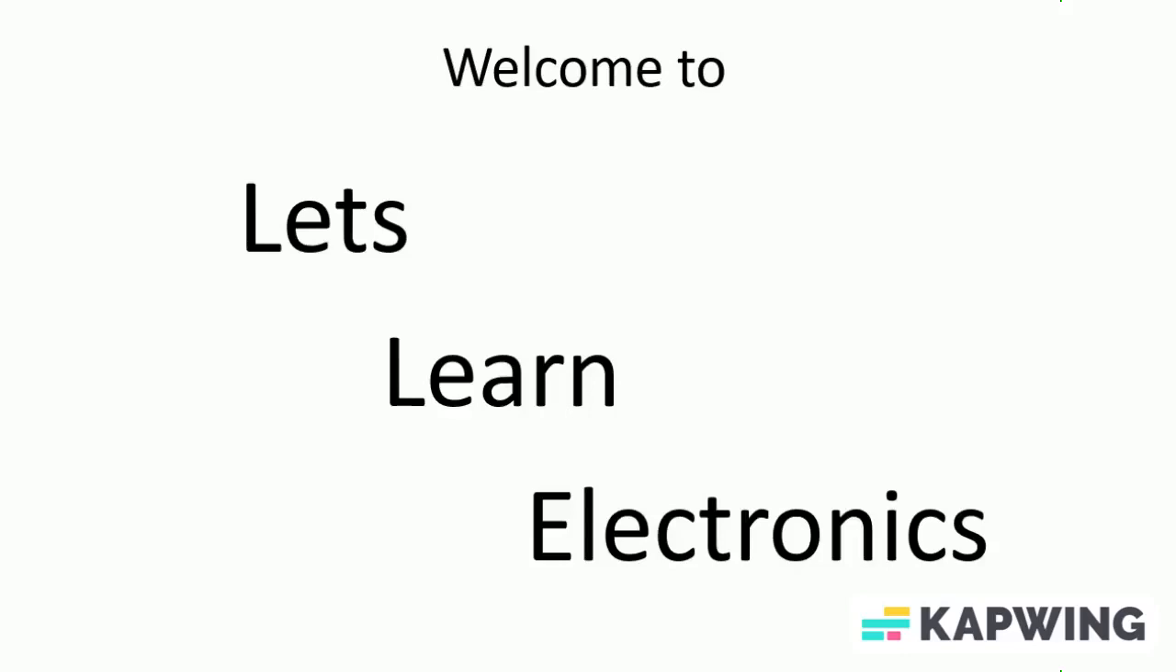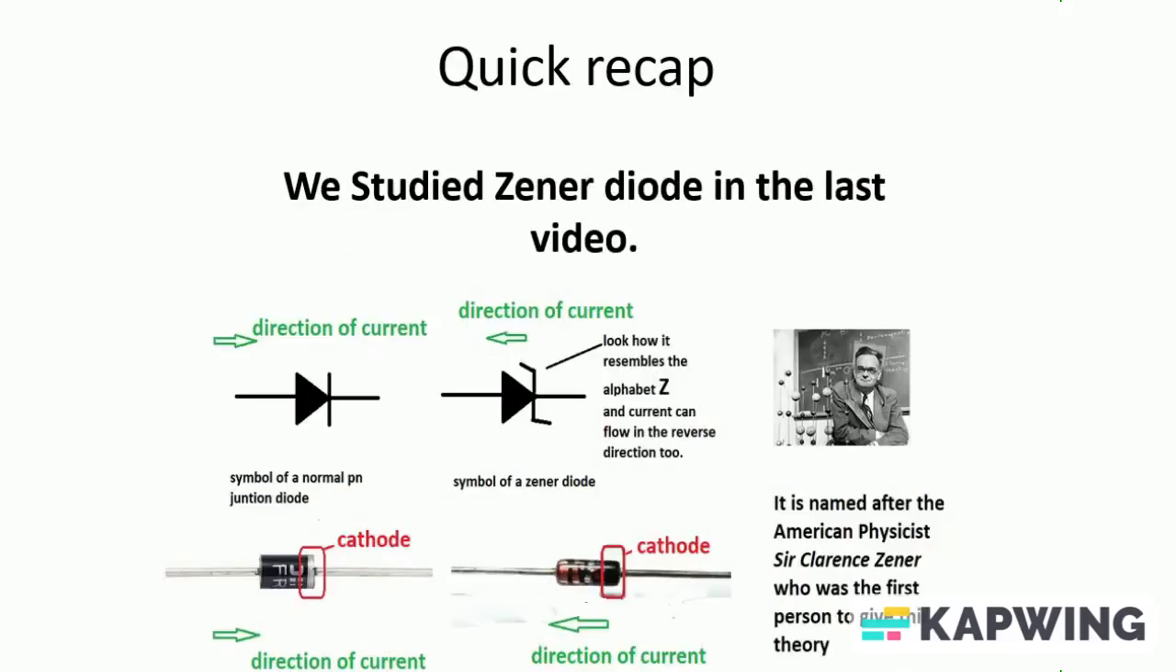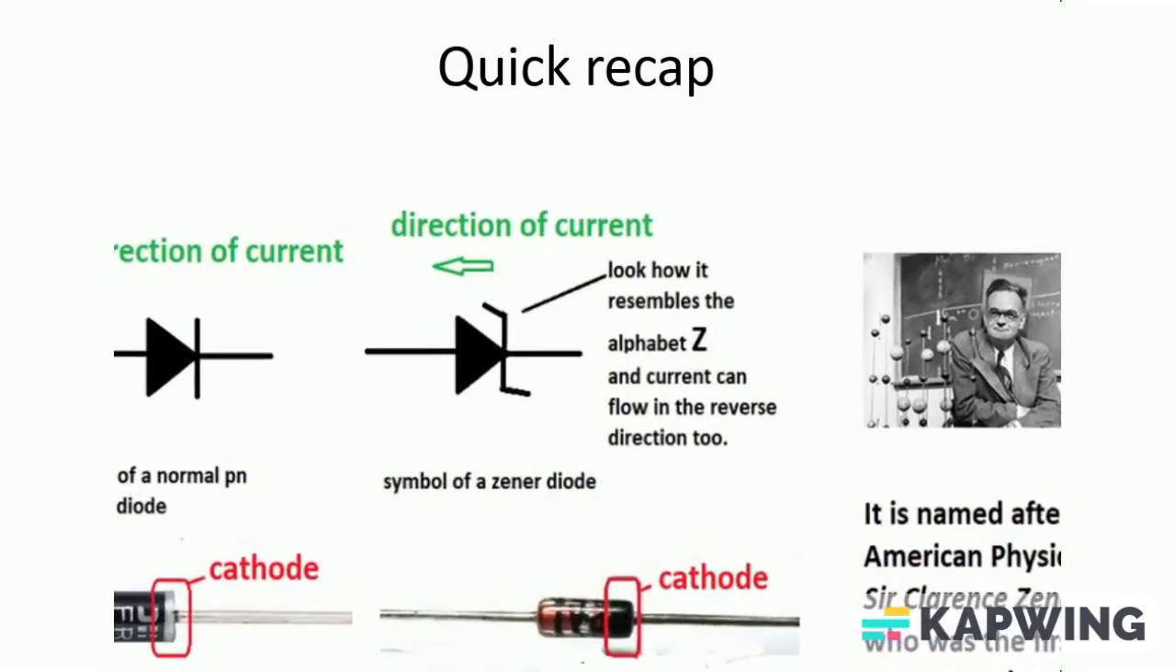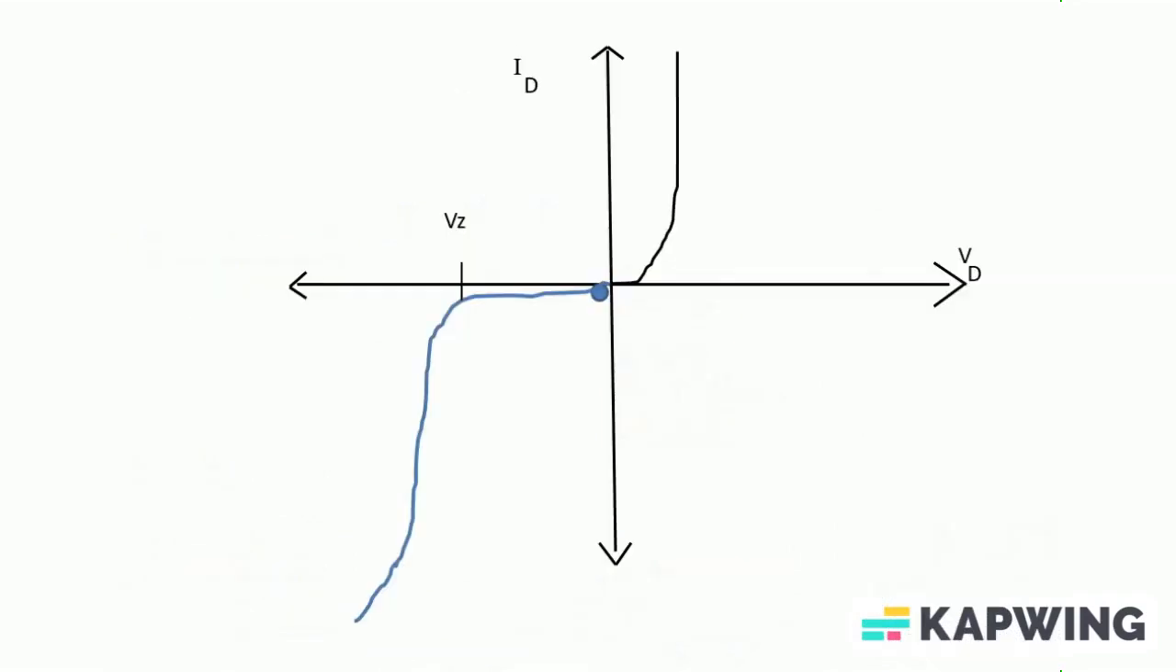Let's learn electronics. Let's have a quick recap of the last video. We studied a special type of diode which is called zener diode. This zener diode has the ability to conduct even in the reverse direction, in the reverse bias mode.